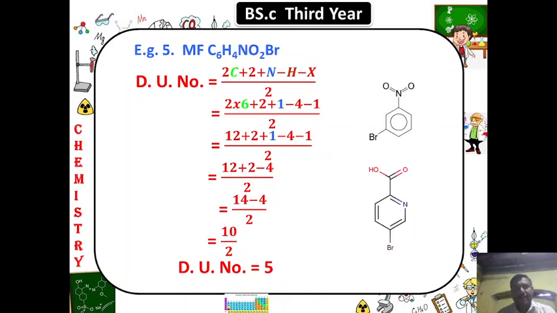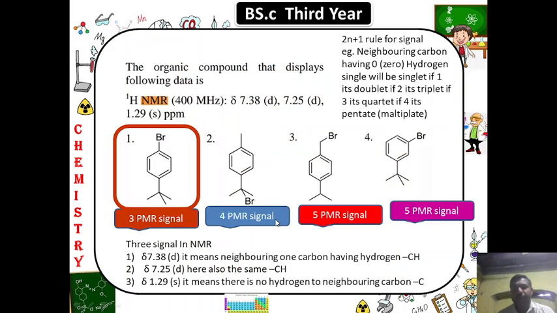Then example 5, molecular formula C6H4NO2Br. In this there is a halogen and also nitrogen. We put these values: 6, 12 plus 2, 1 nitrogen, 4 hydrogen and 1 halogen. So 12 plus 2 plus 1 minus 4 minus 1 gives 10, divided by 2 is 5. 5 unsaturations: 3 ring double bonds, the ring is the fourth, and the nitro double bond is the fifth. Here also there is an O minus and a double bond. This is also a possible structure.